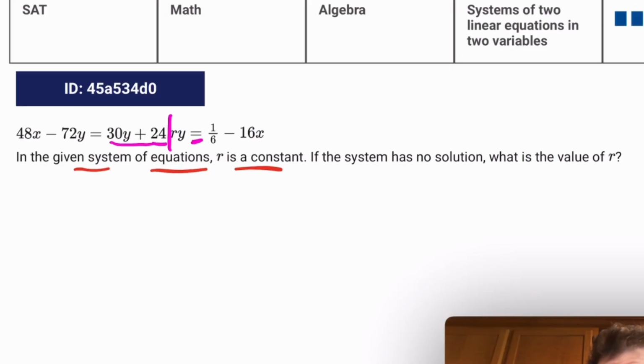For the second equation, it's basically in slope-intercept form, except that you've got that coefficient r, which is a constant, in front of the y. So to get it into slope-intercept form, you'd have to divide everything by r. All right, but let's see. If the system has no solution, what is the value of r?